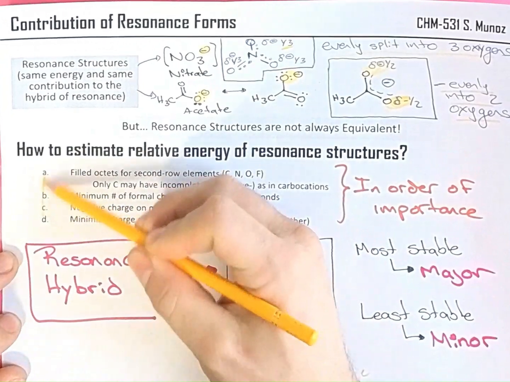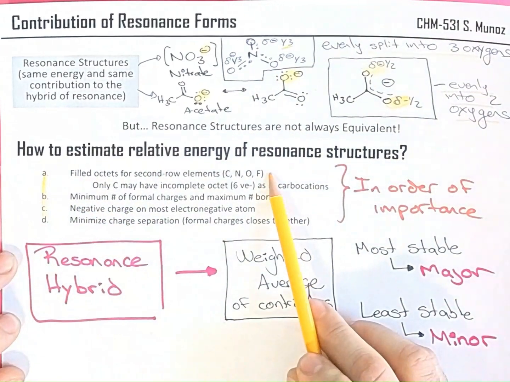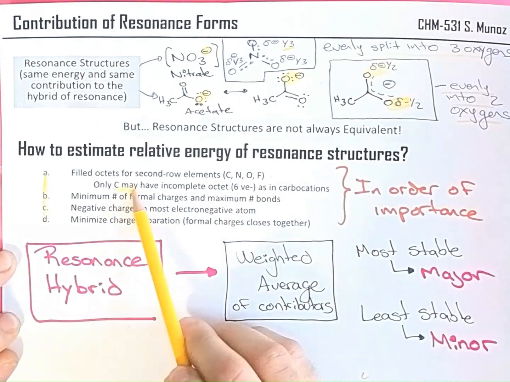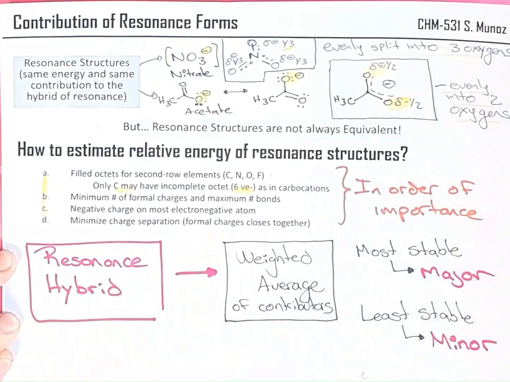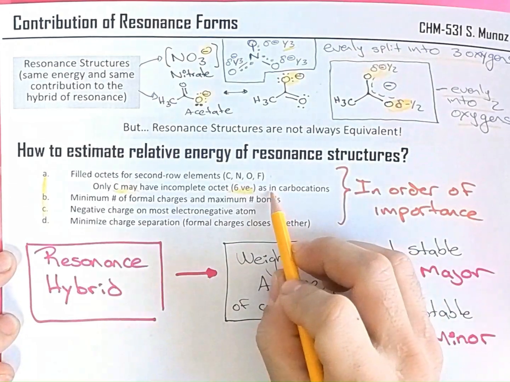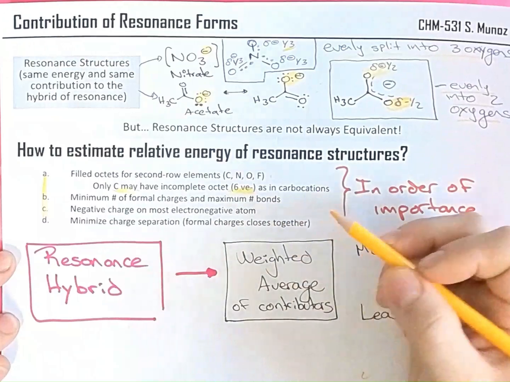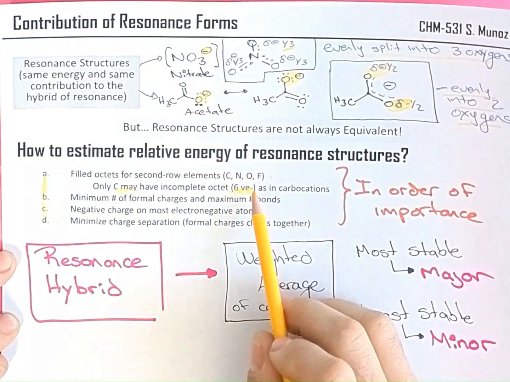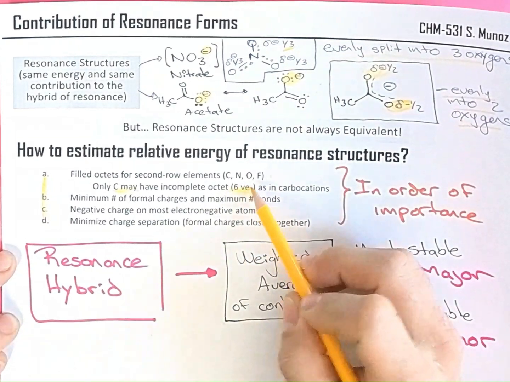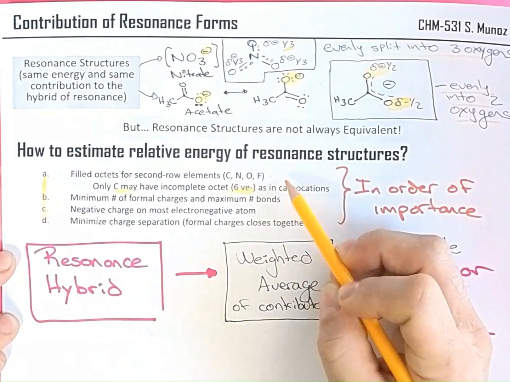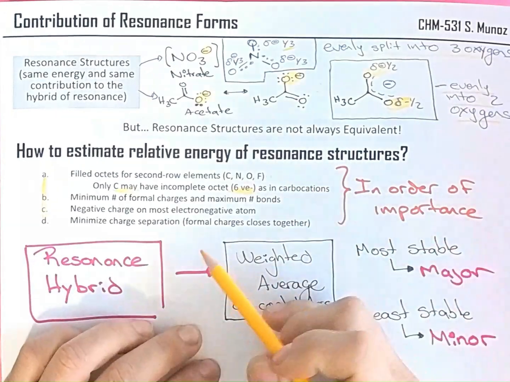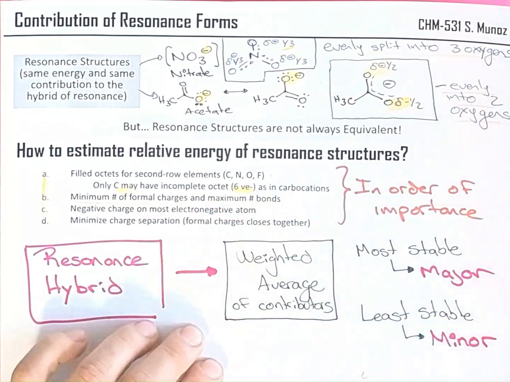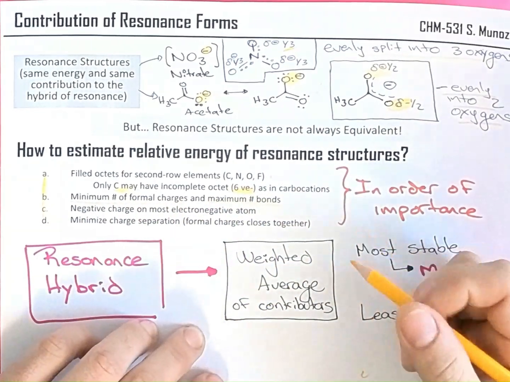The factors that I'm outlining here are in order of importance. First, for second row elements, we want a full octet, with the exception, and this is very important to recognize, that carbons, like in a carbocation, may have an unfilled valence shell, that is 6 valence electrons. You already know that from chapter 1, so it's okay to have an unfilled octet for carbon, but not for anything else, not for nitrogen, oxygen, or any of the halogens. We also are going to try to have the minimum number of formal charges and maximum number of bonds. So more bonds gives more stability.